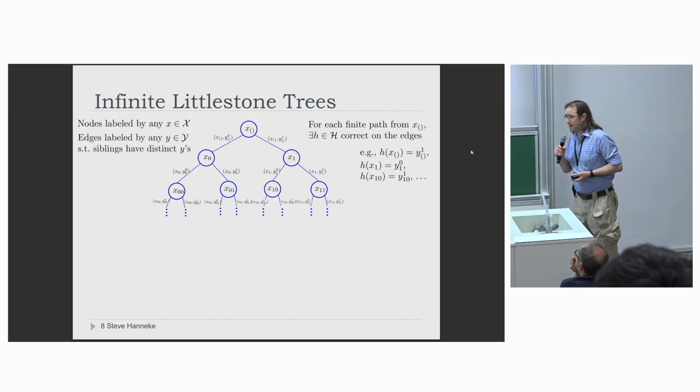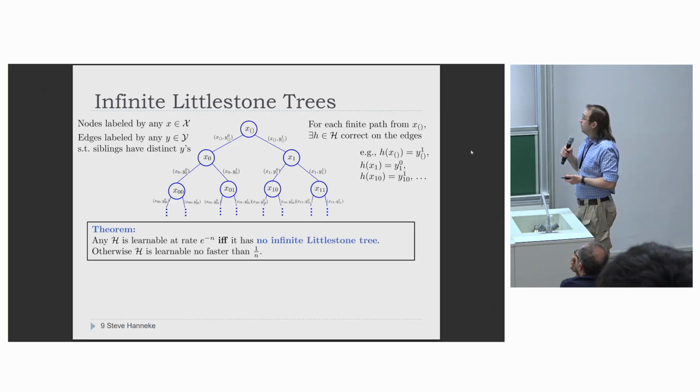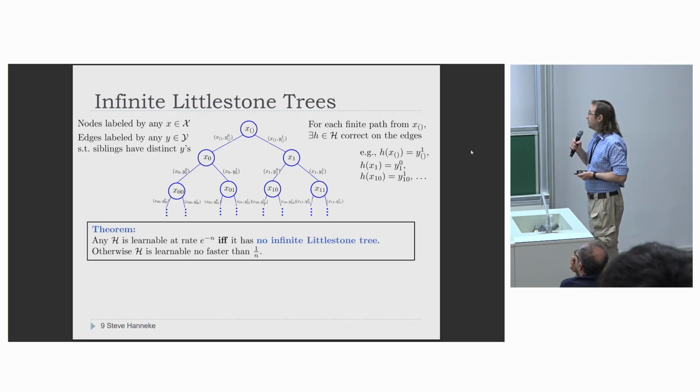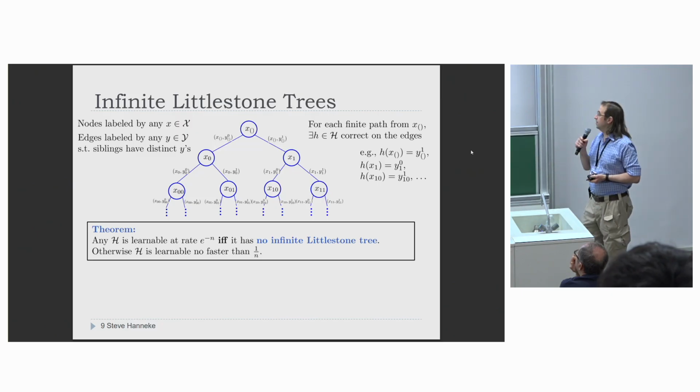We say a class has an infinite Littlestone tree if there's an infinite perfect tree of this type, such that for every finite depth path from the root, there's a concept in the class that's correct on all of the examples on all of the edges along that path. And we show any class is learnable at an exponential rate if and only if it has no infinite Littlestone tree, and otherwise, at best, 1 over n rate.